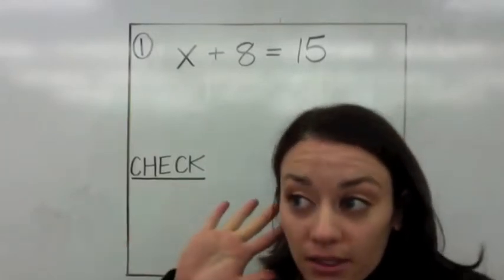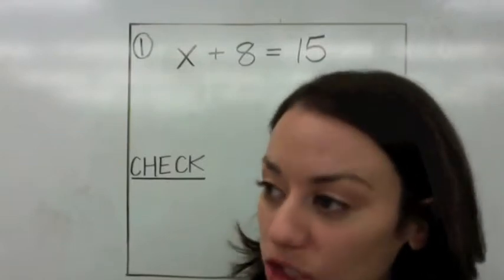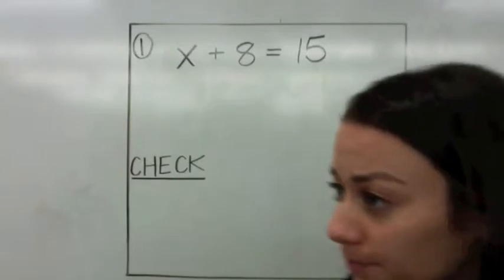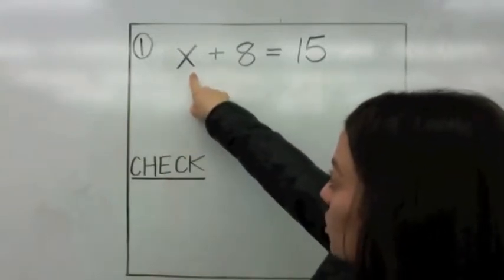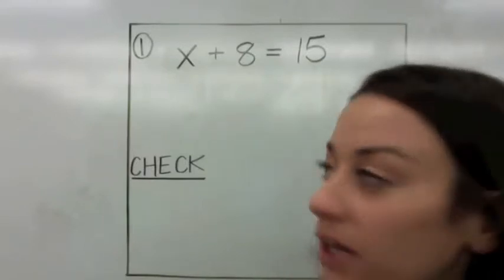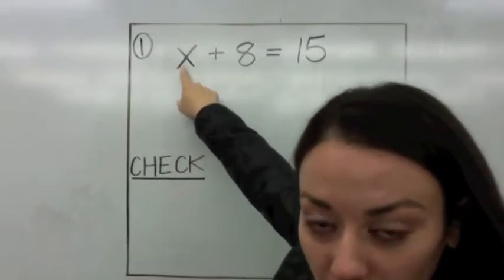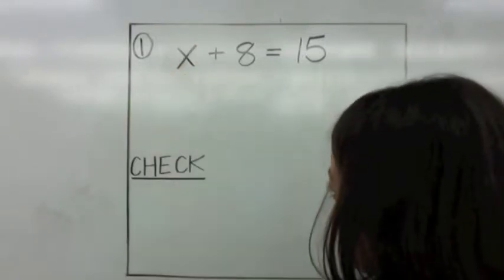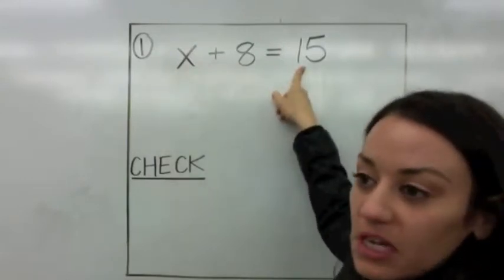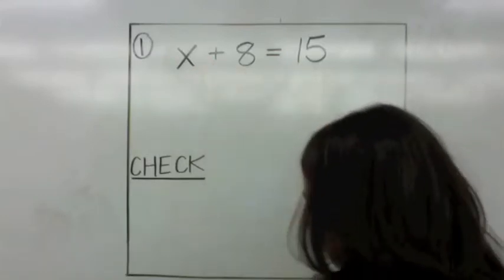And that's because when you solve an equation, you first look for what letter you are trying to solve for. Let's read this equation. It's x plus 8 equals 15. What are we trying to find out? We're trying to find out what x is. So this is saying, what number plus 8 will give you 15?